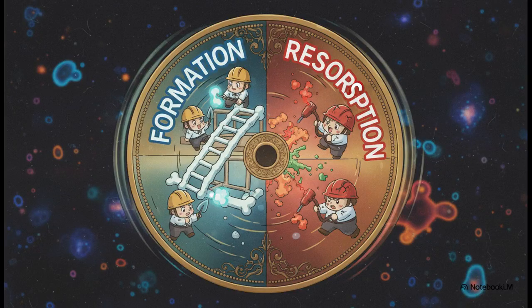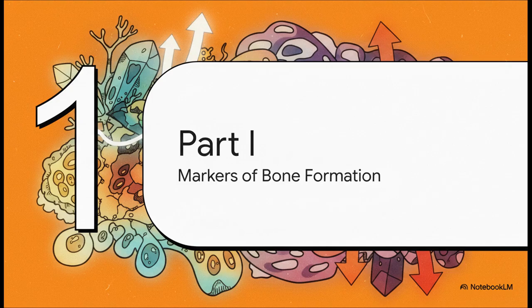To really get a handle on these markers, you've got to think of bone metabolism as two sides of the exact same coin. On one side, you have formation. That's the building of new bone by cells we call osteoblasts. And on the other side, you have resorption, the breaking down of old bone by osteoclasts. So our whole review today is going to be structured around this fundamental split. So, let's start with the first side of our coin, the markers of bone formation.